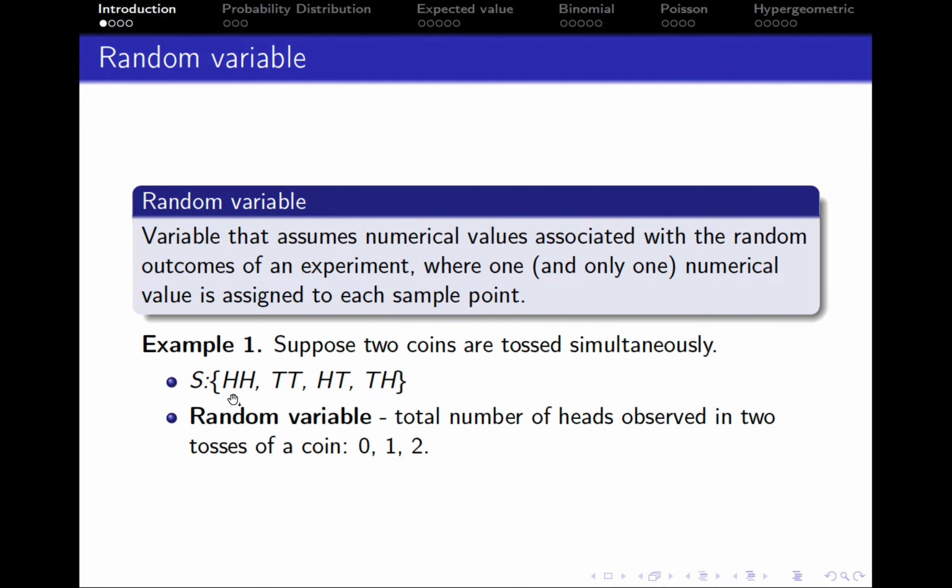So we know that the sample space of this experiment consists of 4 sample points: 2 heads, 2 tails, first head, second tail, first tail, second head. And for example, we might ask the question, what is the probability that we observe some number of heads? And in this case, a random variable is the total number of heads observed in 2 tosses of a coin. And given the sample space, we can see that random variable can be either equal to 0 in case of TT, can be equal to 1 in case of HT and TH, and it can be equal to 2 in case of HH.